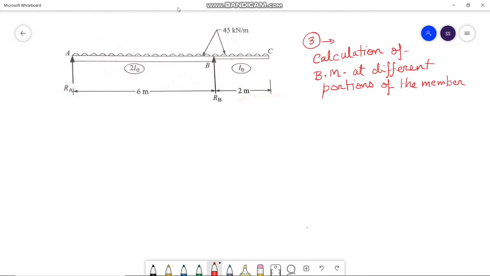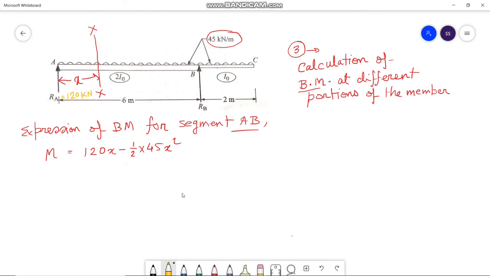So the next step, step number 3, is the calculation of bending moment at different portions of the member. So we have this member from A to C and the loading is 45 kilonewton per meter. To calculate the bending moment expressions, let's take a section XX, which is situated at a distance x from support A. So the expression of bending moment for the segment AB, that is M, with respect to section XX, we have 120x minus half into 45x square. So the bending moment for the segment AB equals 120x minus half into 45x square.